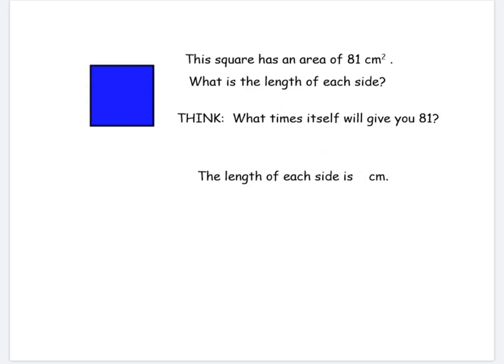So just a minute ago, we took the length and the width and we multiplied it together. And remember, in a square, the length and the width are the same. So we have to basically think what number times itself is going to give you 81. Well, we know that 9 times 9 is 81. So my length of each side of my square should be 9 centimeters.